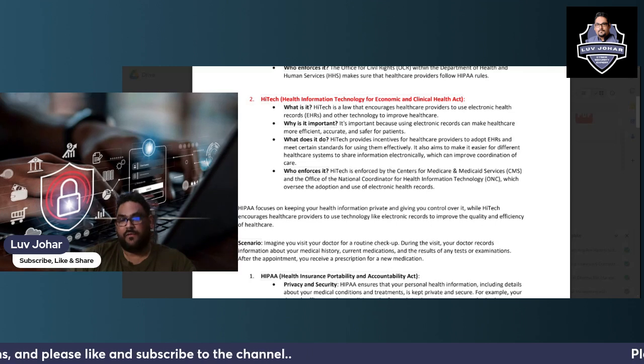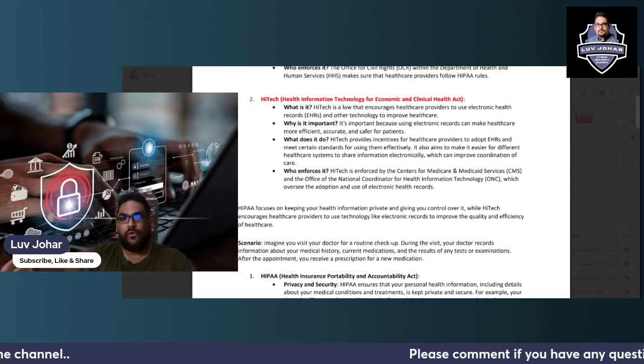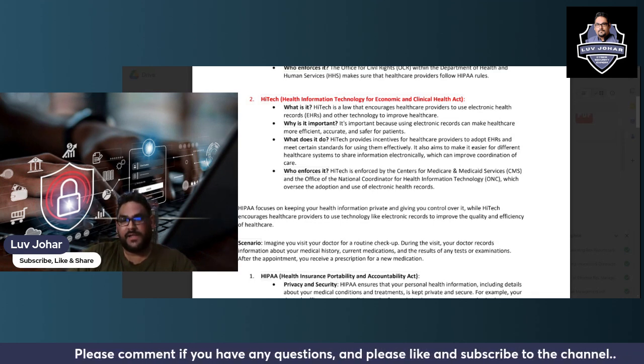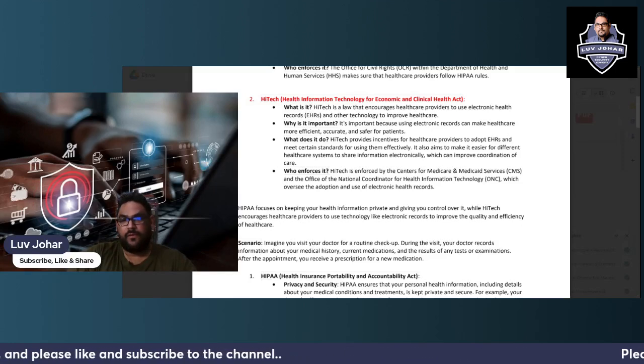So it basically provides incentives to all the healthcare organizations to adopt electronic health records and meet certain standards for using them effectively. Okay, it also makes it easier for different healthcare systems to share information electronically, which can improve coordination of care.